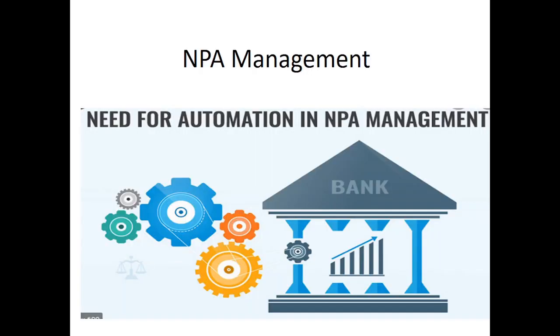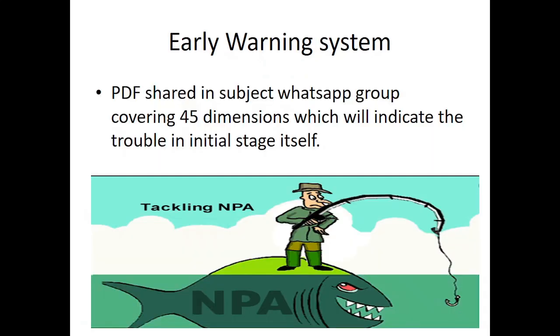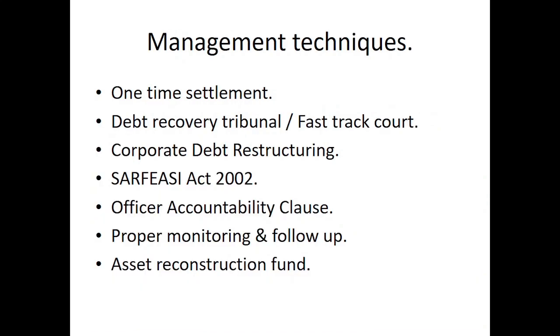Now if you go into NPA management, how is it going to be done? If we do it physically, it's not possible. So automation is the need of the hour. Automation not only in loan documentation, but also in reminders, follow-ups, and legal notifications. Everywhere, I feel automation will play a key role in terms of NPA management. We already have a system called the early warning system. Here RBI has given around 45 different scenarios where it acts as an early warning system, and banks may go through it. This was discussed in one of my previous videos.